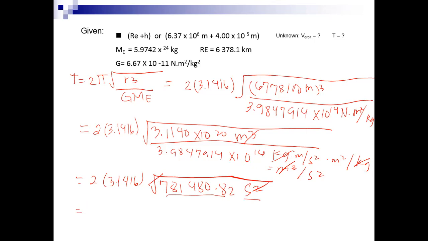So you will have the 2 times 3.1416, and you will have here the 6.2832. Ngayon, i-multiply na natin sa square root nito. So let us get the square root of 781,480.82. And there you go. You will have 884.01. Okay? So second.